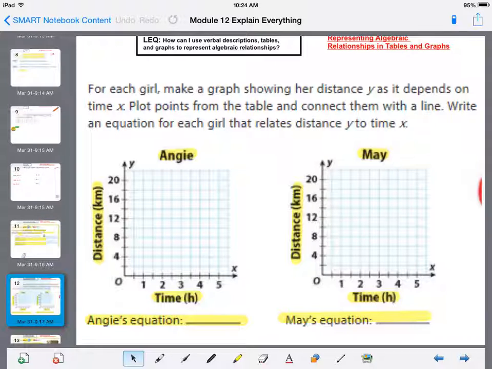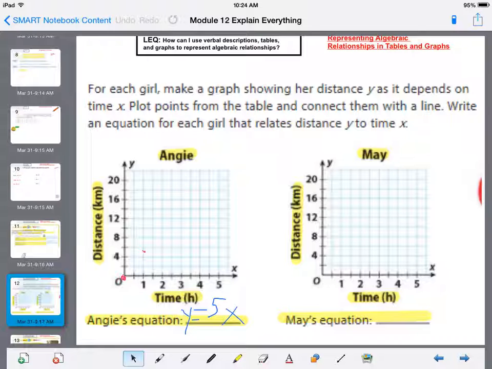So going back to Angie's equation, she was y equals 5 times x. So going back to the table, the distance was dependent on the time. So we start the table at 0, 0. And then we go, according to the table, 1, 5. Which would be somewhere here.